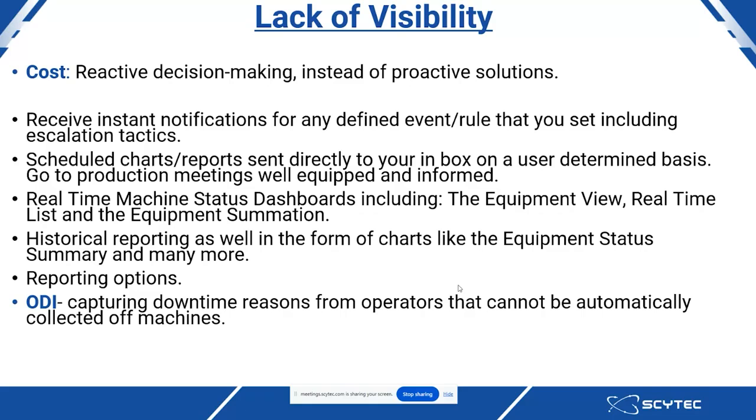You also have the ability to have scheduled charts and reports sent directly to your inbox on a user-determined basis. So this means that you do all the filtering for the stuff that you want presented in one of these manufacturing charts. This will then get sent to an email that you determine, so that, let's say you get into work at 7:30, you can have an equipment status summary chart emailed to you at 7:30, so you can see the previous day's machine statuses.